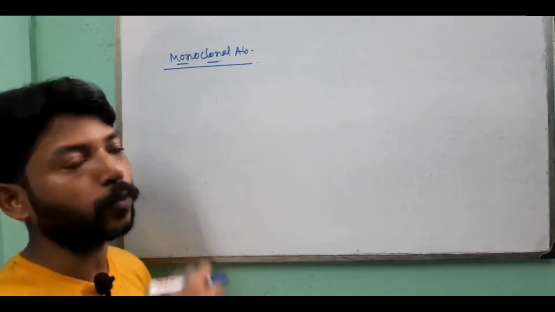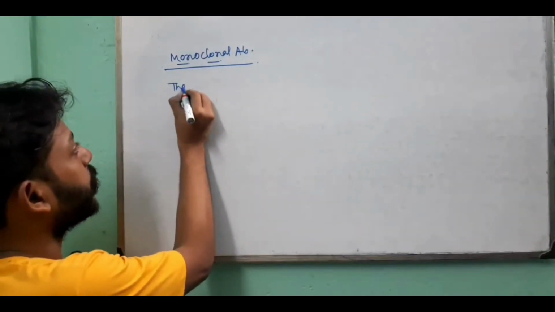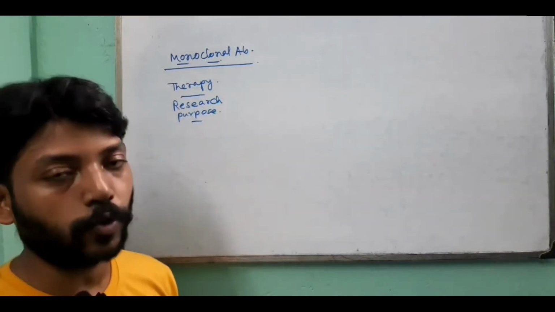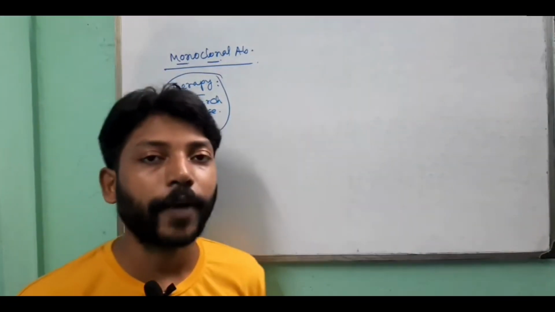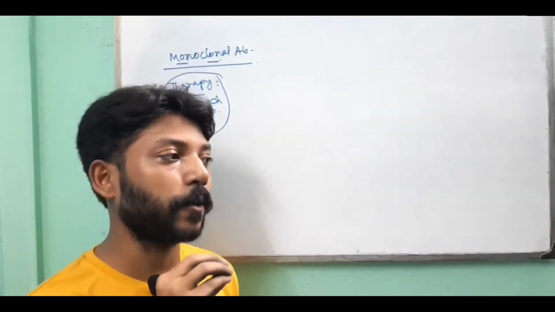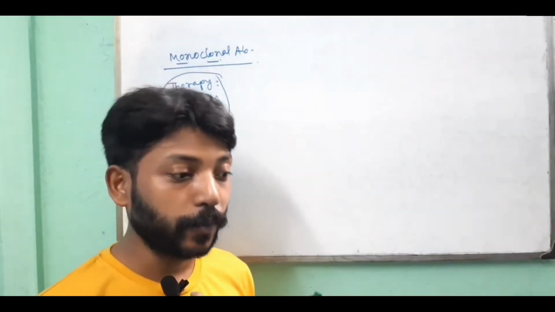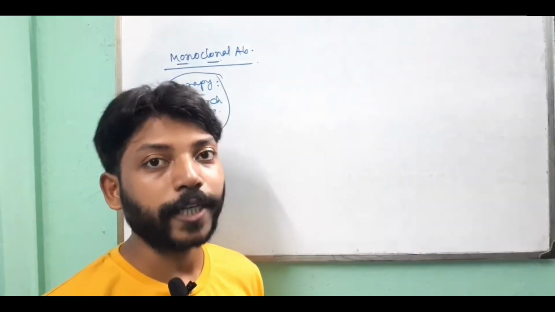What is the use of this monoclonal antibody? There is a therapeutic use and a research purpose. Mainly these two functions are performed by monoclonal antibody. To produce a huge number of antibodies, we cannot just depend on a B cell. We need an immortal B cell.